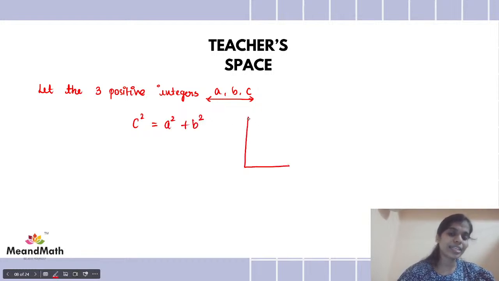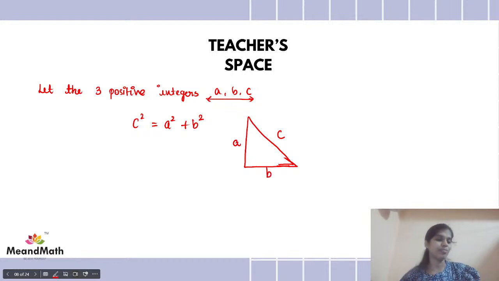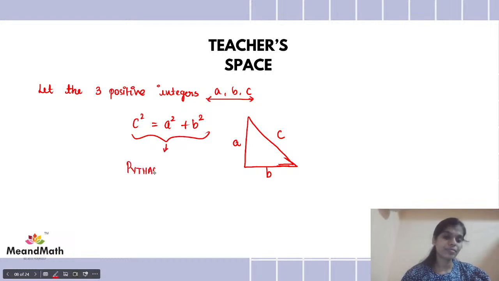other two sides. If I take a right angle triangle, the longest side is said to be the hypotenuse, which I am taking here as C, and the other two sides as A and B. Okay, so if I say A square plus B square equals C square, then this is said to be Pythagorean triplet. Okay, my dear ones, before moving to the problem, we should have a deep understanding of what the concept says. Only then we can move to the answer.